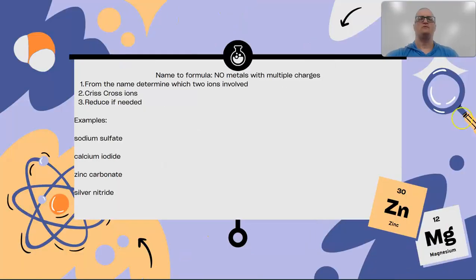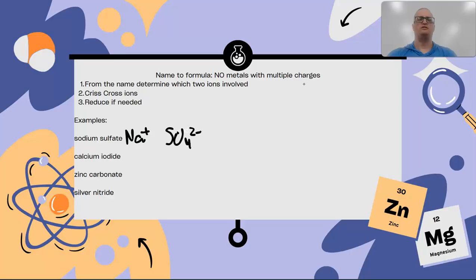So this one's going name to formula, no metals involving things with multiple charges. So first, from the name determine which two ions are involved. So for example, I have sodium, so sodium with its plus charge, and sulfate, SO4 2 minus. That comes from our polyatomic. So being familiar with them and looking them up is what becomes critical.